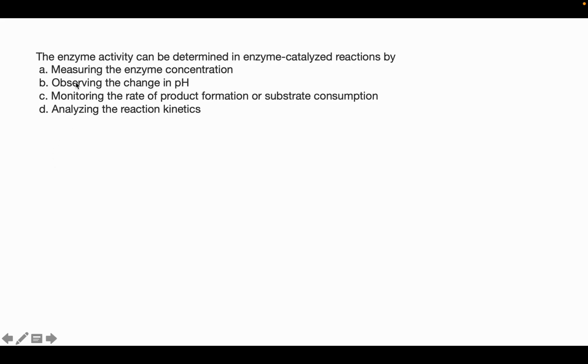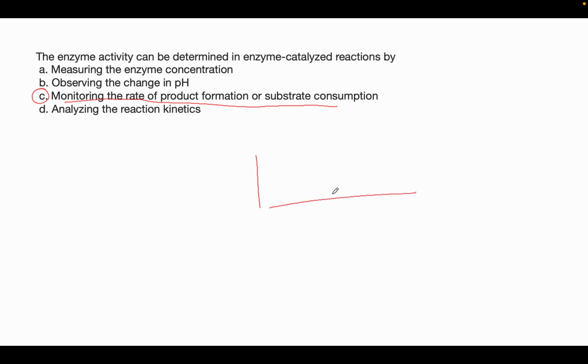This is the first assignment question. The enzyme activity can be determined in enzyme catalyzed reactions by measuring the enzyme concentration, observing the change in pH, monitoring the rate of product formation or substrate consumption, or analyzing the reaction kinetics. So the correct answer is that we can monitor the rate of product formation or substrate consumption.